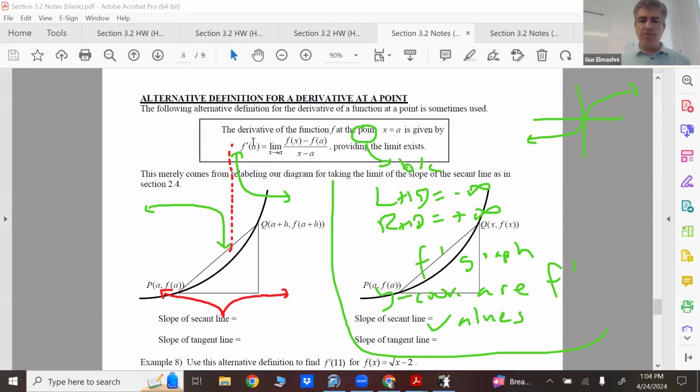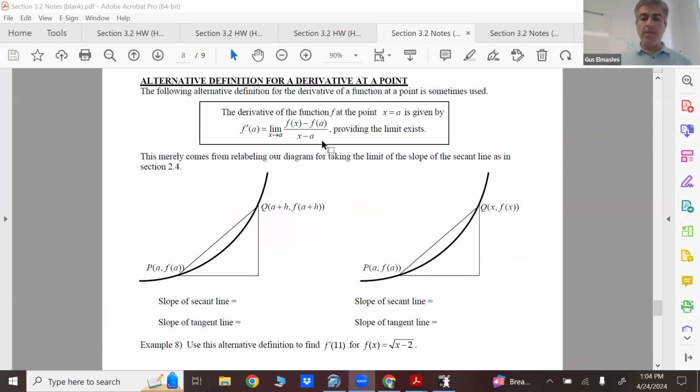The alternative definition of the derivative. Okay. So here's yet another way you can look at it. So we've already done this one here.